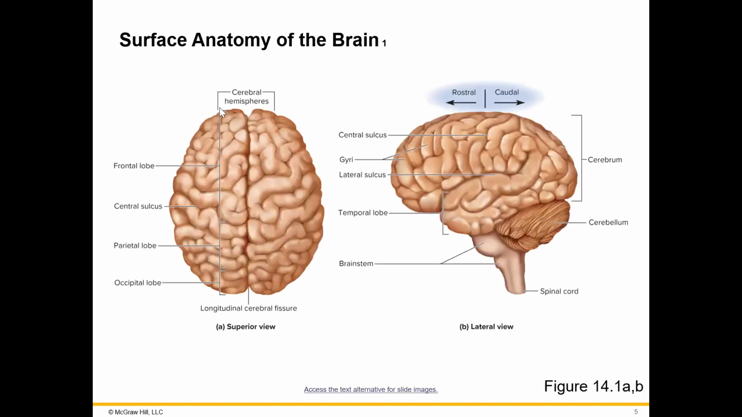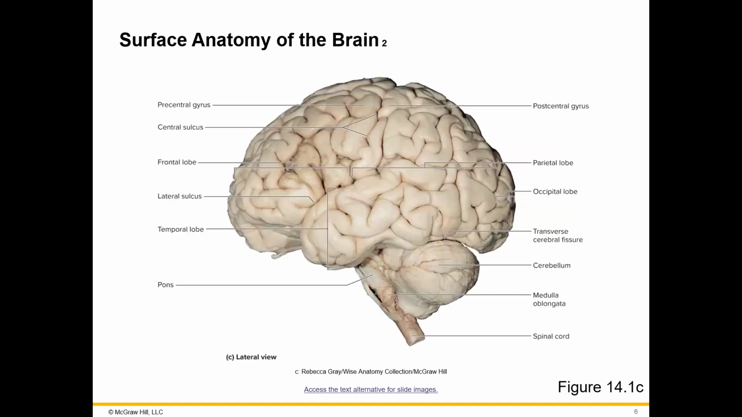So these cerebral hemispheres, you see they're separated by the longitudinal cerebral fissure. That's your temporal lobe attached to what bone? Earlier we said the temporal lobe is attached to the temporal bone. The parietal lobe is attached to the parietal bone. The frontal lobe is attached to the frontal bone. And the occipital lobe is attached to the occipital bone.